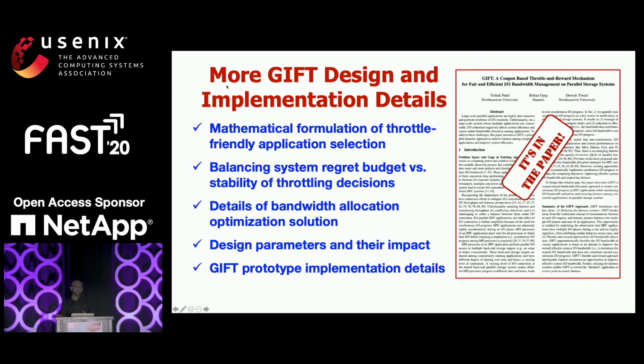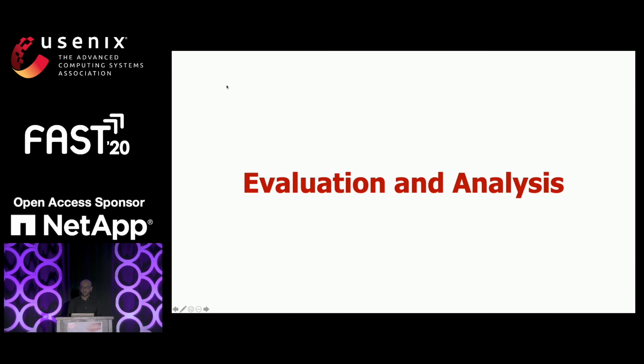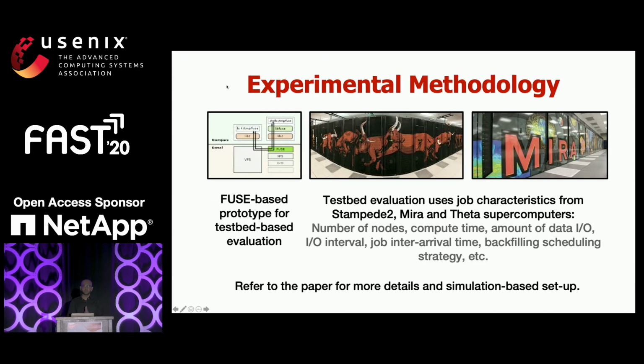So in the paper, we have the mathematical formulation for how we determine the throttle-friendly application, and the formulation for this optimization function that I just showed. We also have the discussion of the design parameters and their impact, and we also have all the details of the Gift prototype implementation, which I'll show next in the evaluation section. Okay, so for evaluation, we perform 2 types of evaluation. One is a FUSE-based prototype implementation, and the other one is a simulation-based implementation.